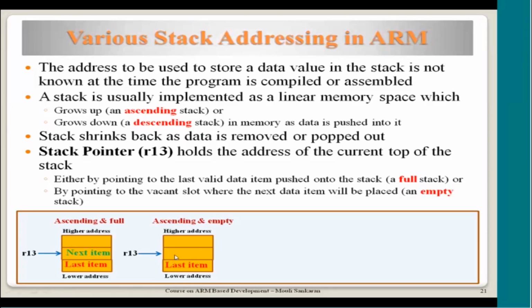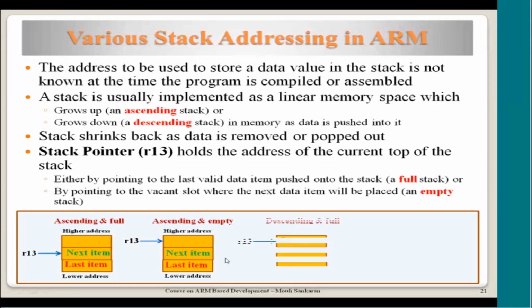So in this case, ascending empty, when the next item is pushed, it pushes to this location and then it again points to an empty location. Now what happens when a pop is done? That means when you are taking out an item, it has to decrement the R13 and then take the item out and then keep pointing at the empty location. So whatever was done for putting a data, the reverse has to be done in the same way.